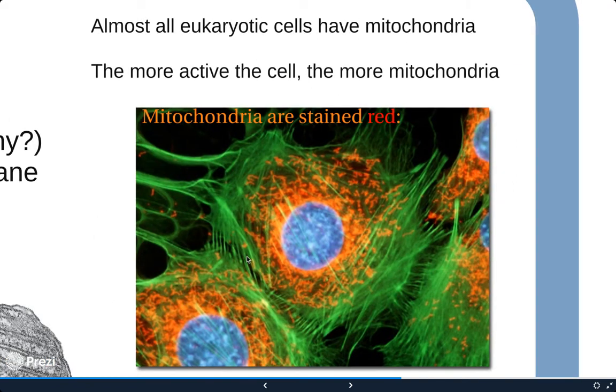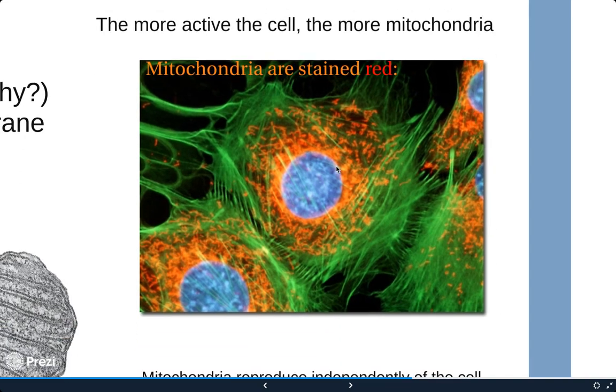Almost all eukaryotic cells have mitochondria, and the more that a cell needs energy, the more mitochondria it has. So if you take a look at this picture, I think it's kind of cool. It says it's stained in red, but in my eyes, these are all orange. But all these tiny little things, those are all little mitochondria, which I think is super cool.